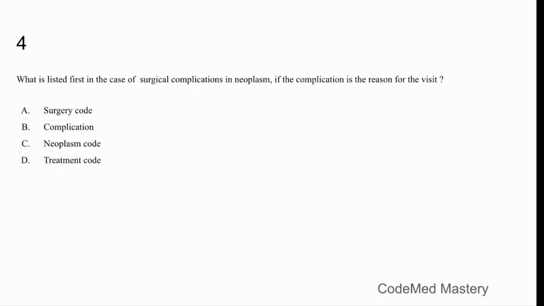Next question. What is listed first in the case of surgical complications in neoplasm if the complication is the reason for the visit? If the complication is the reason for the visit, then first we'll code the complication, then cancer or history of cancer according to guidelines, right? So the right answer is option B. Complication is listed first.